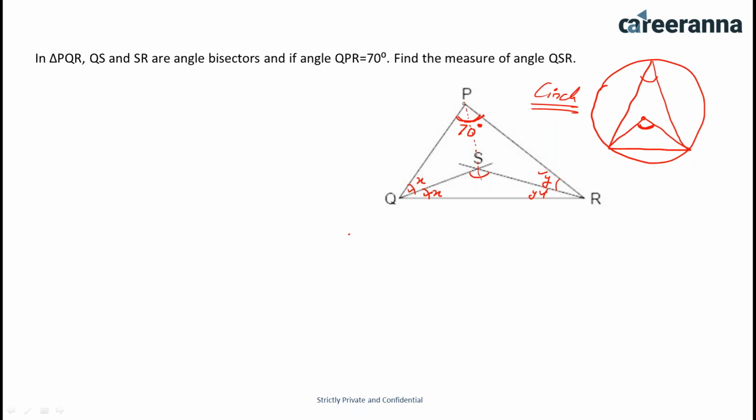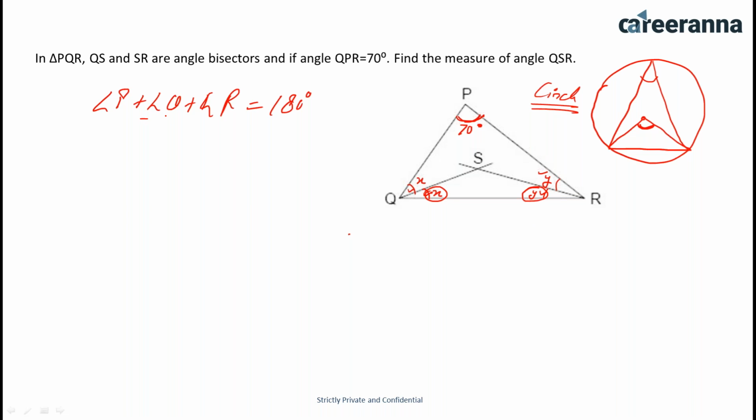I already asked about drawing an angle bisector from point P, so let's remove that first. You already know the angle sum property of a triangle: angle P, angle Q and angle R form 180 degrees. The major problem in this question is that the values of these two angles are not given to us. So you have to set up a relation between angle x and angle y. If you can set up the relation, then you can directly solve this.